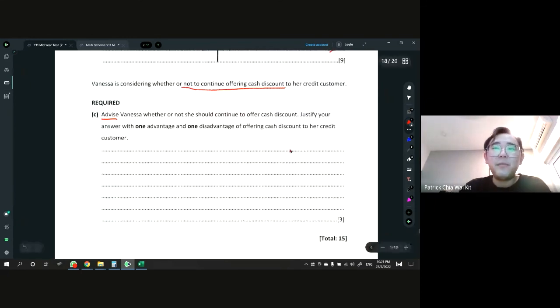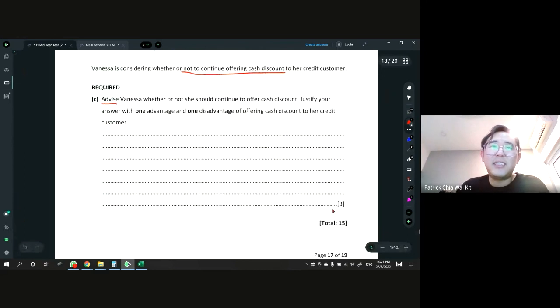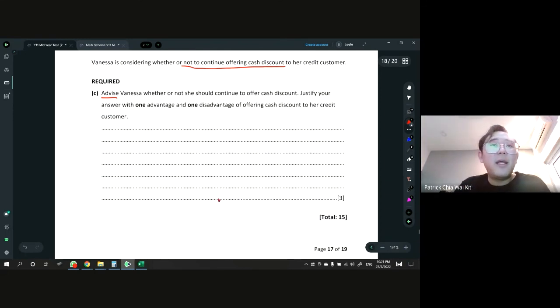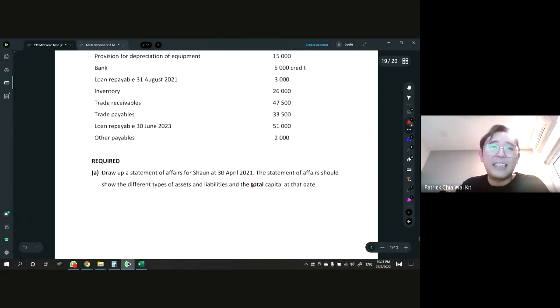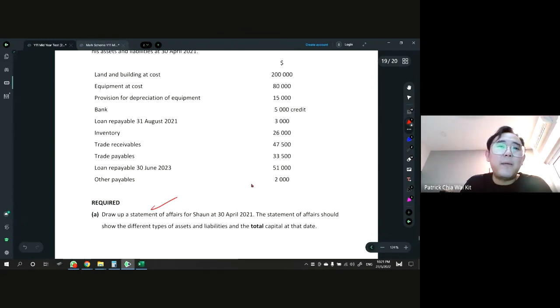All right, so it's only 3 marks. This is different from econs. In econs, you have to spam a lot of things, but accounts, no. We are more to the point. And then after that, question 5. Question 5 is actually statement of affairs, and statement of affairs is again topic 17 under incomplete records. So this is not coming up for our midterm.